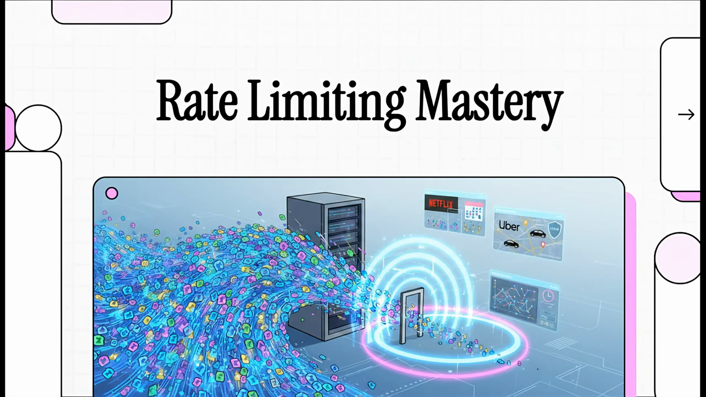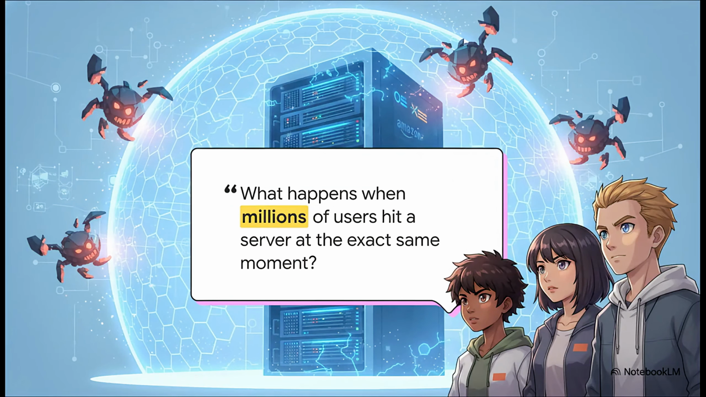What happens when millions of users hit a server at the exact same moment? Why doesn't Netflix crash every time a new season drops? How does Uber survive massive traffic spikes during peak hours? And how do companies like Amazon and Google defend their systems against bots, spam, and even cyber attacks?